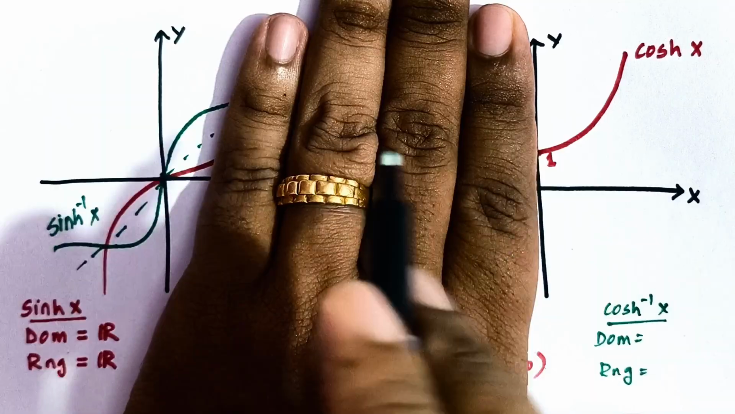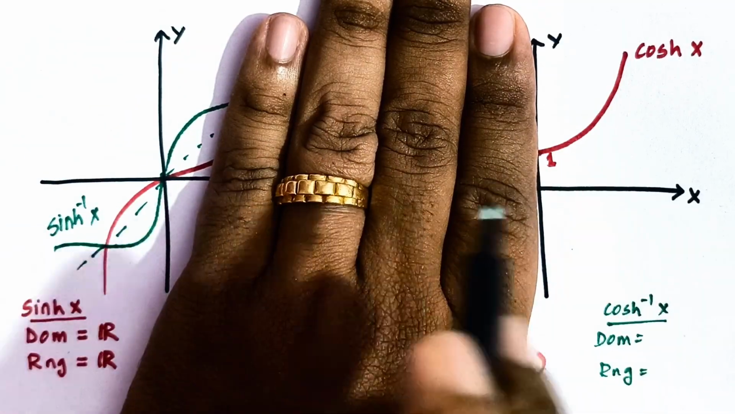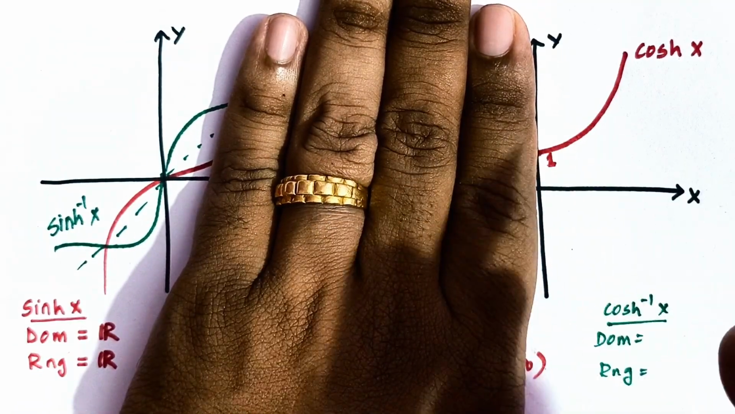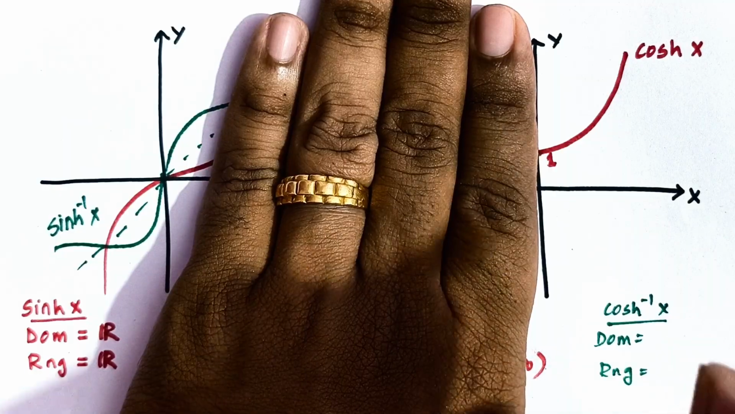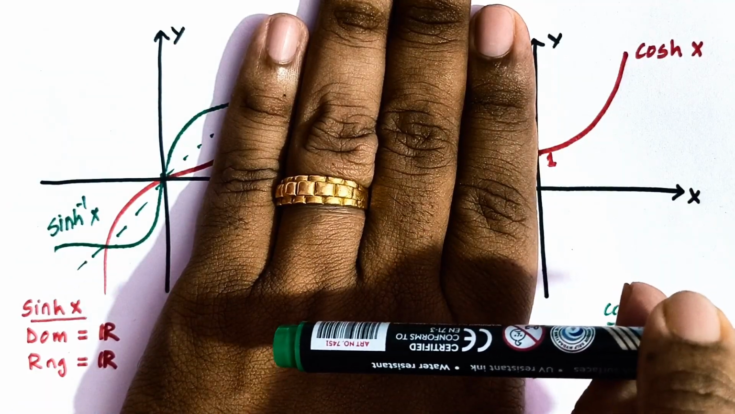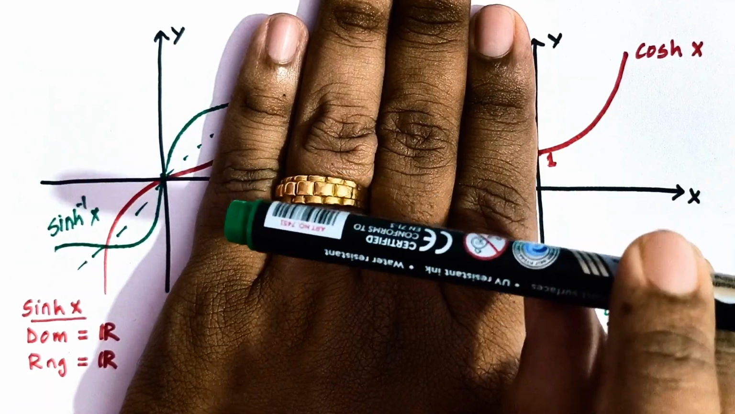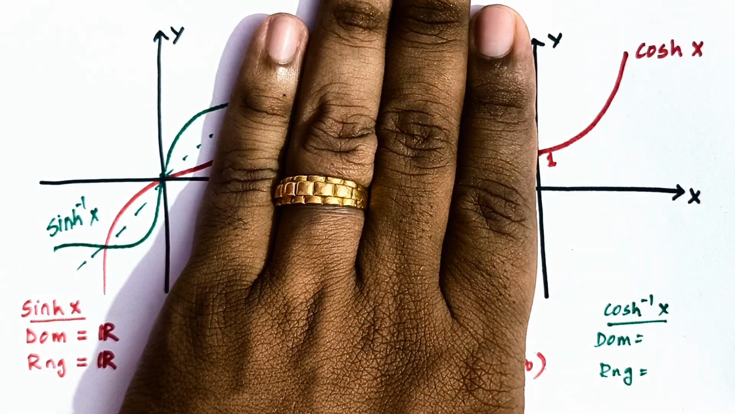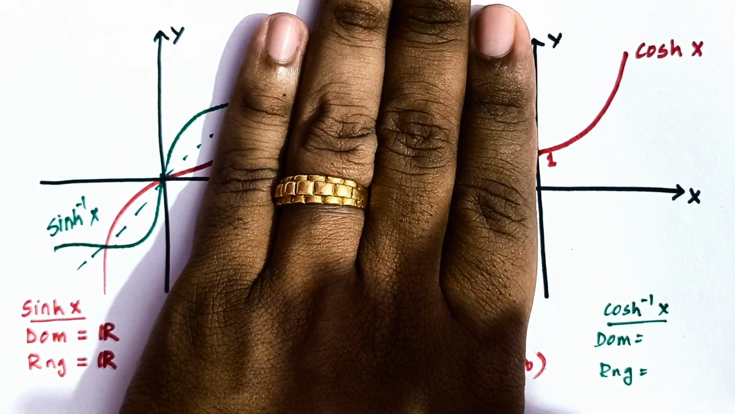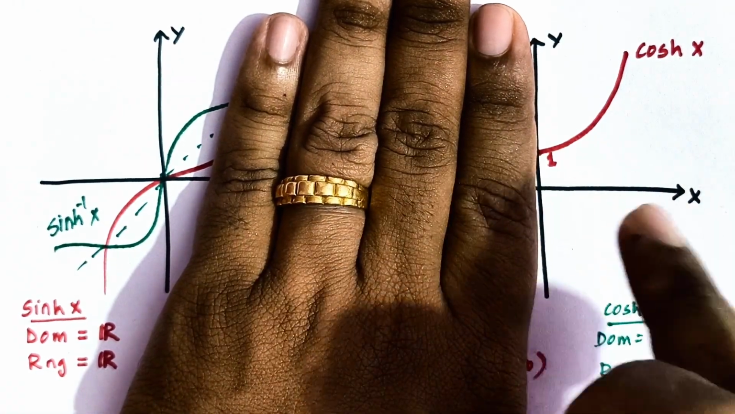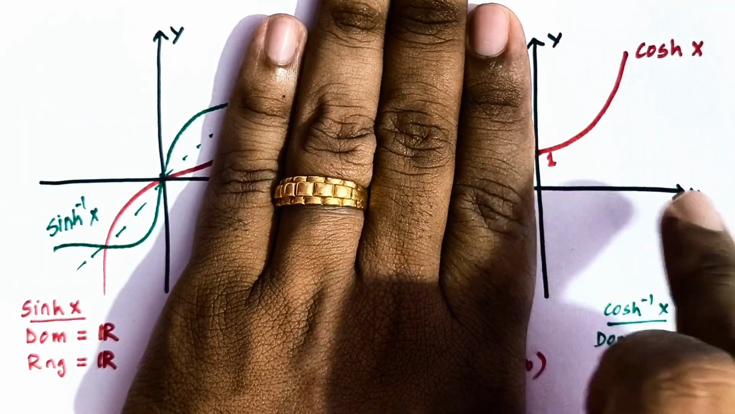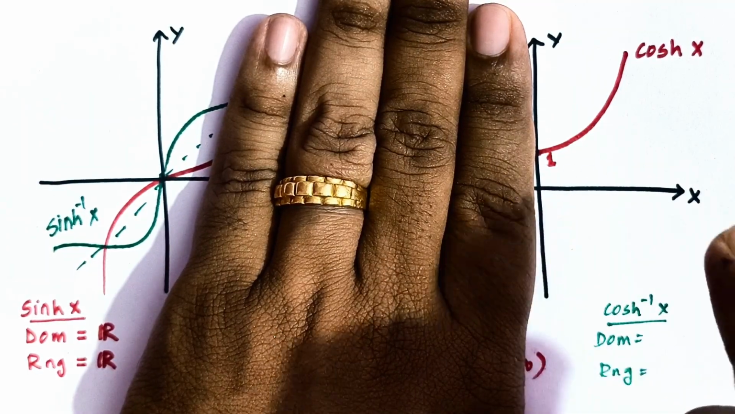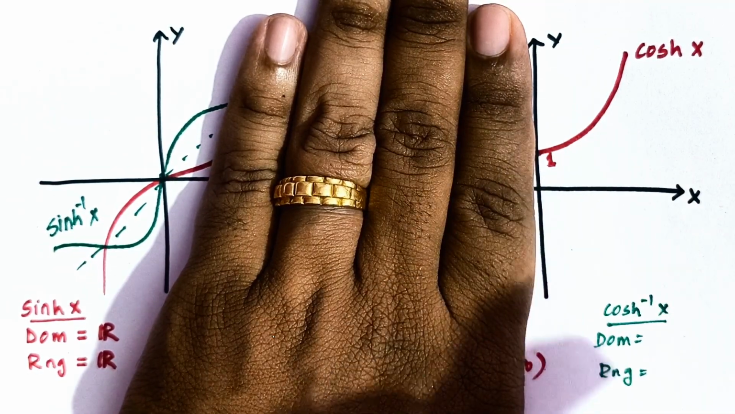Now take any horizontal line, it will pass the horizontal line test. It will pass the graph at most once. See, if your horizontal line does not pass, then also it is okay. But your horizontal line should not pass through 2 points or more than 2 points. If we restrict the domain to 0 to infinity, the positive part of the x-axis, then our hyperbolic cosine becomes 1-1.